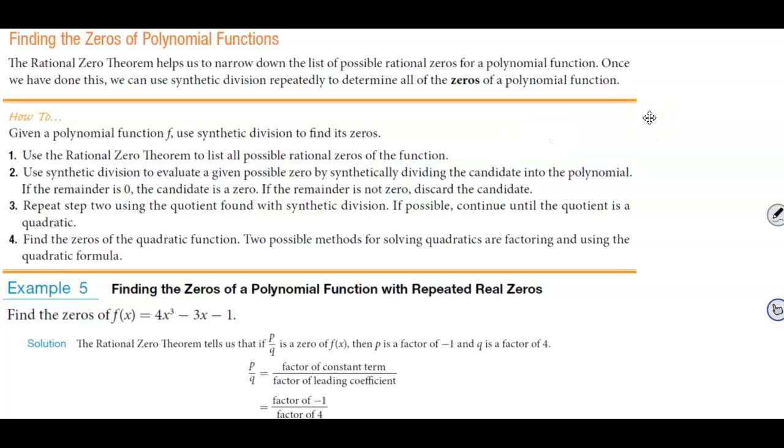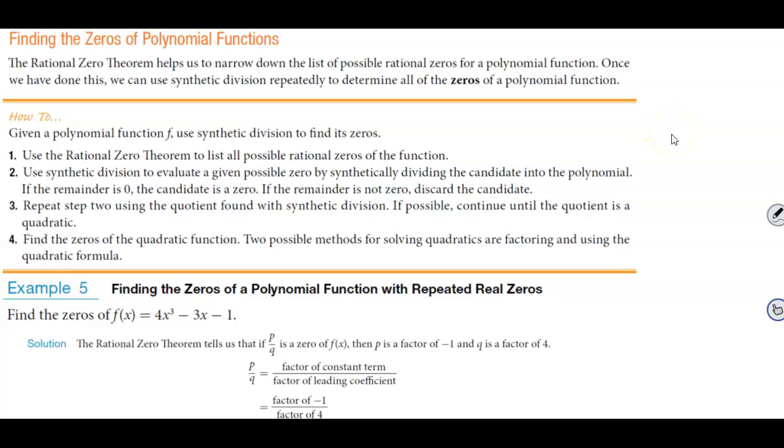Well, given a polynomial function f, we're going to use synthetic division to find its zeros. Step 1, we have to use the rational zero theorem to list all possible rational zeros of the function. Step 2, we're going to use synthetic division to evaluate a given possible zero by synthetically dividing the candidate into the polynomial. If the remainder is 0, then the candidate is a 0. If the remainder is not 0, then you discard the candidate.